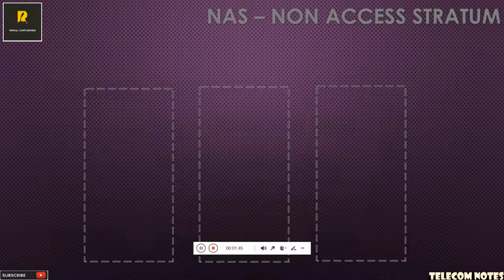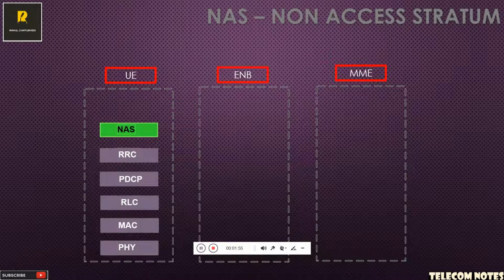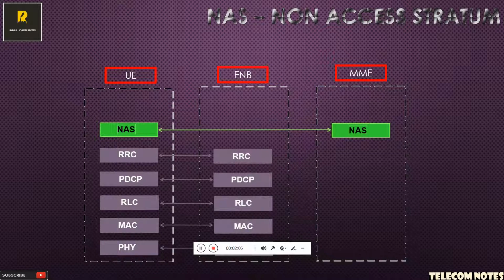Coming to the NAS, non-access stratum. As you can see, we have three blocks here: UE, eNode B, and MME. At the UE end, as you can have a look, the RRC, PDCP, RLC, MAC, and physical layer are related to the eNode B, as they are connected to the same part of the eNode B.